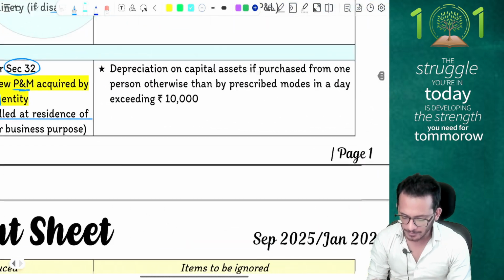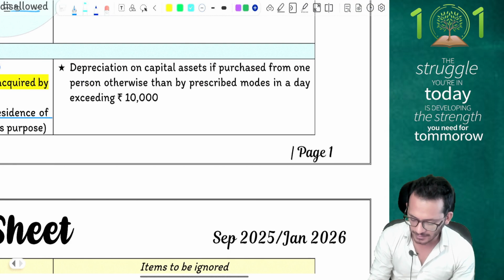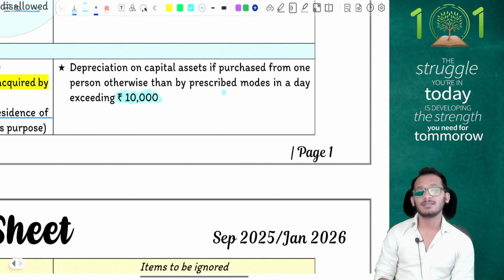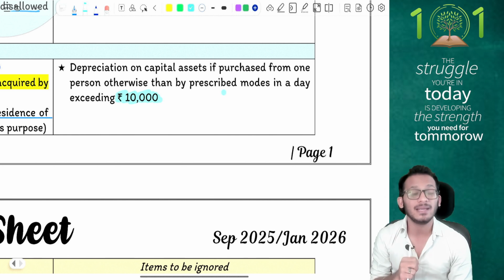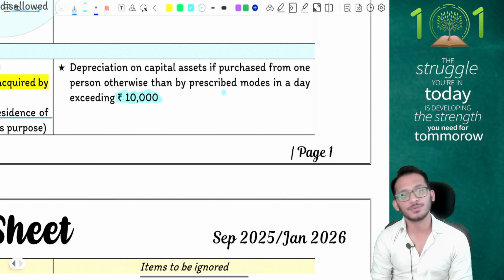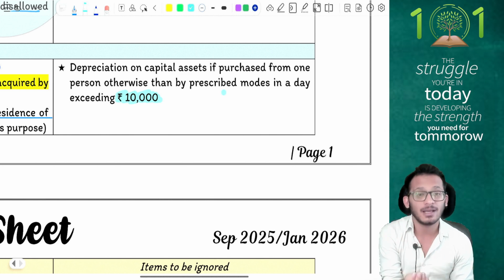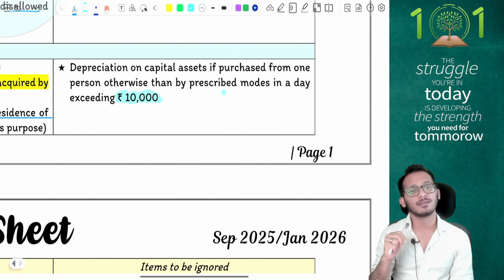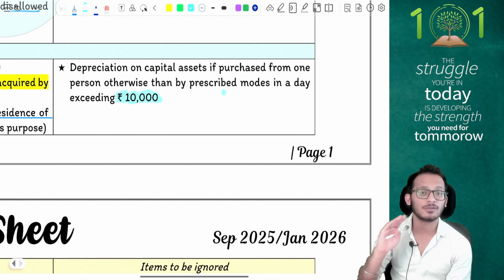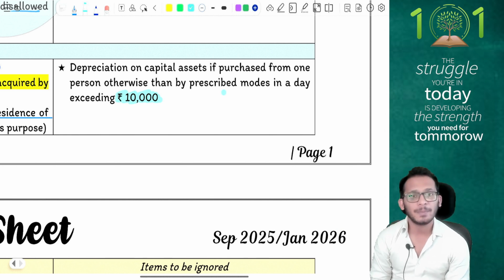Yes, next item, people, on the right side is any kind of depreciation on capital assets if it's purchased from one person otherwise than by prescribed modes, exceeding rupees 10,000. Yes, so this is a clarification in section 43 which says that if you have bought an asset by paying cash more than 10,000 rupees to a single person in a single day, then please note that this is an asset. So there is nothing to disallow in my P&L. However, you will not be eligible to claim any depreciation on this asset going forward. So to the extent of that asset cost, I will ignore it from my computational model and then I'll compute depreciation only on the balance numbers.